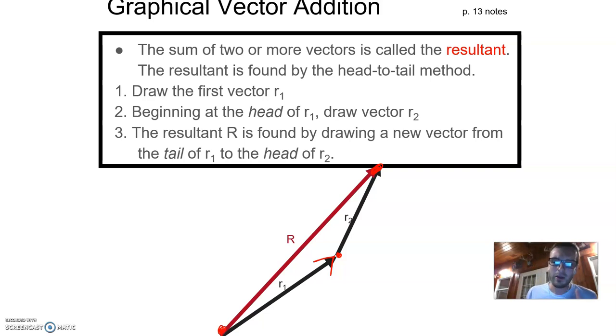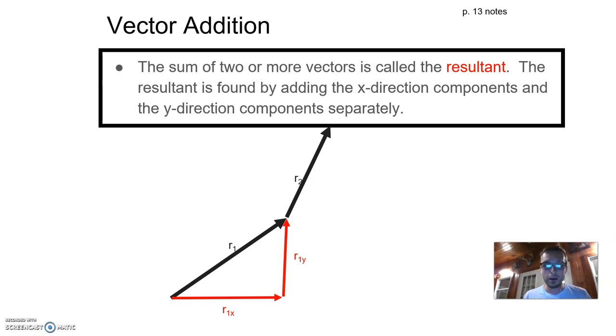But let's talk about how this informs us about our mathematical strategy coming up here. We know that r1 has two components. It has an x component and a y component.